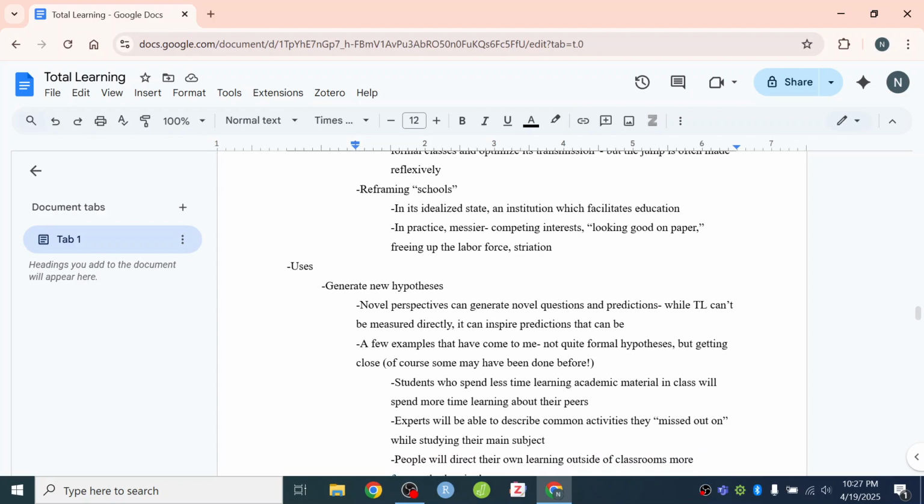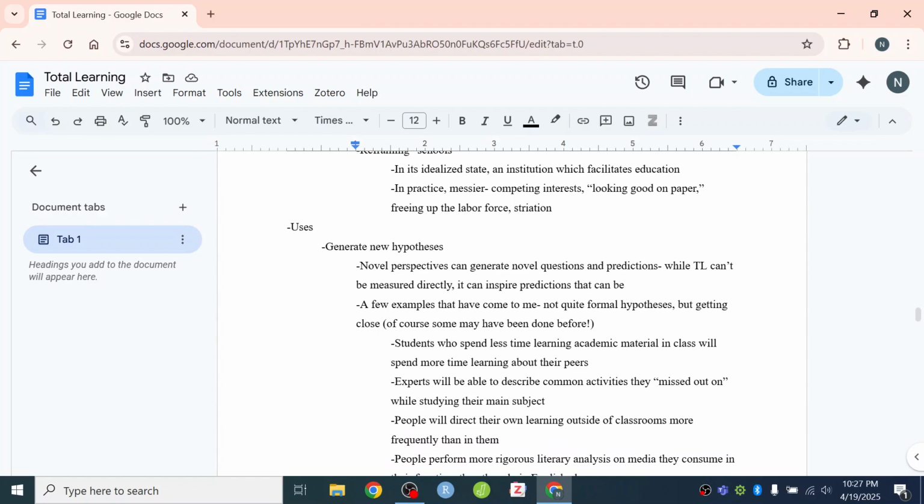Experts will be able to describe common activities that they missed out on while studying their main subject. Getting to that chess grandmaster example: oh yeah, I never saw that movie, I don't know a lot about this, I didn't have a lot of these kinds of conversations, I didn't do that many sports when I was in school because I was busy doing chess all the time. That's a prediction we might make. We have to find a way to measure it.